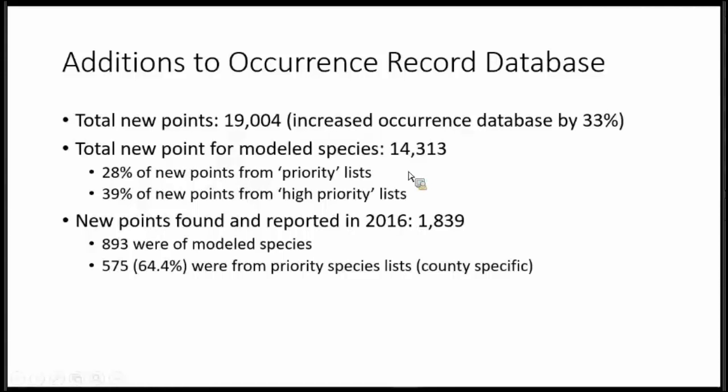Now, those were mainly large data dumps that came in from resources like the Midwest Invasive Species Network, the Kickapoo Valley Reserve, the Iowa County Highway Commissioner, among many others. But when you look at just the reports that came in last year from WIFDM users and others just like yourselves, we got almost 2,000 new records, and almost 900 of those were of the modeled species. 65% of those were from priority species lists. So we felt that this resource perhaps was working well and decided to update it for this year.